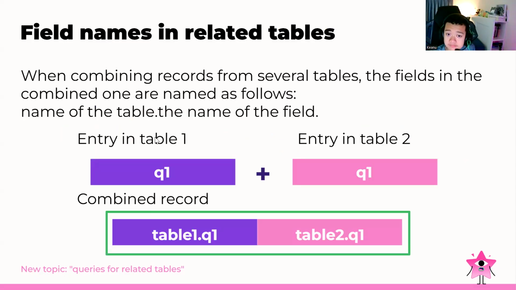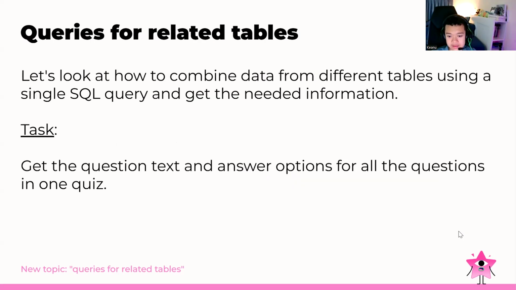So when combining the records from several tables, the fields in the combined one are named as follows: the name of the table, then the name of the field. As you can see, we have the entry in table Q1, and then Q1. When we combine this, we combine table 1's Q1 and table 2's Q1, and it will be merged like this.